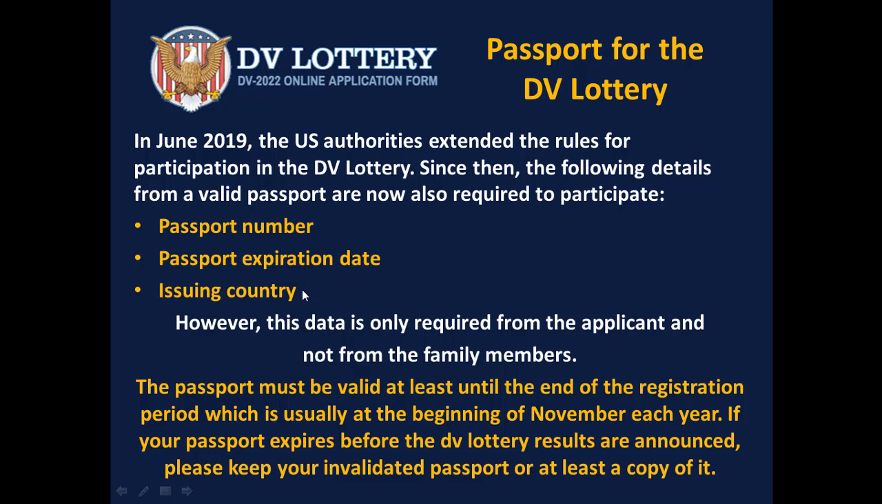Issuing country. You should mention the name of the country where you received your passport. However, this data is only required from the applicant and not from the family members. Just the main applicant should enter this passport information. The passport must be valid at least until the end of the registration period, which is usually at the beginning of November each year. If your passport expires before the DV lottery results are announced, please keep your invalidated passport or at least a copy of it.